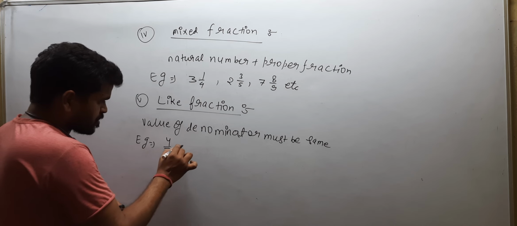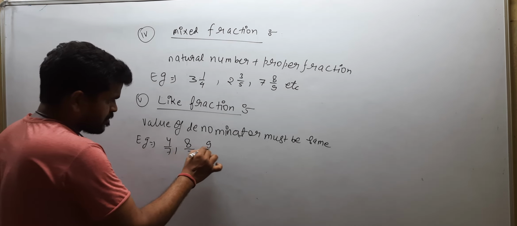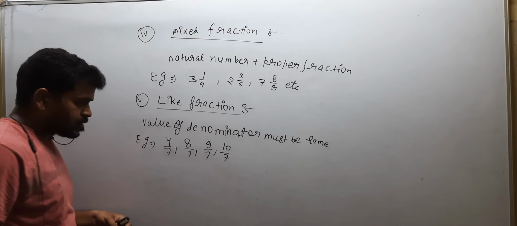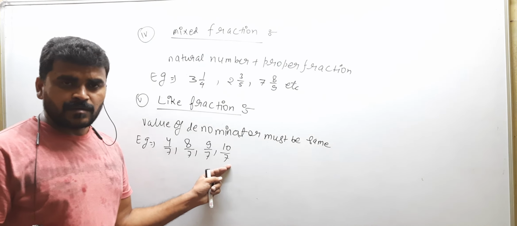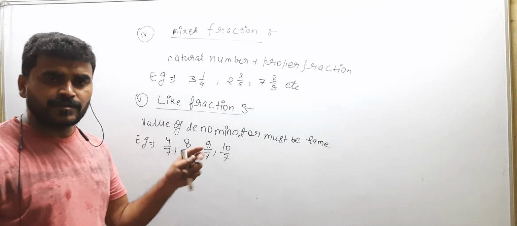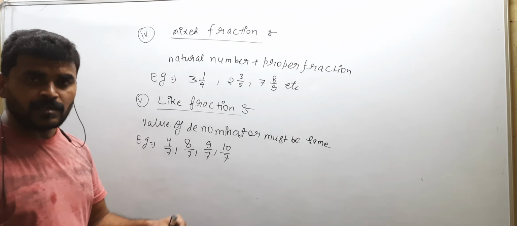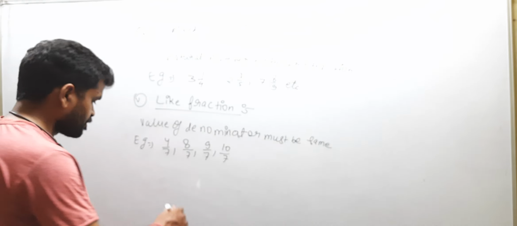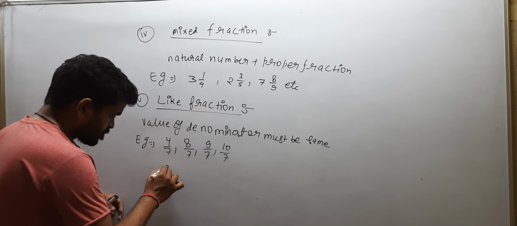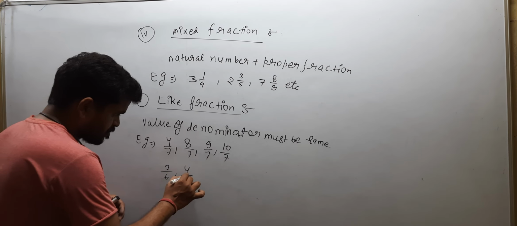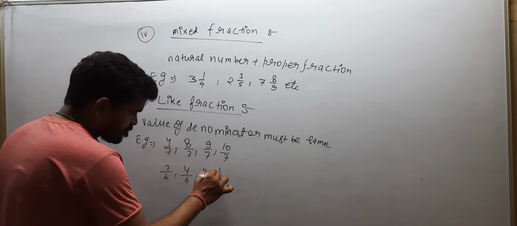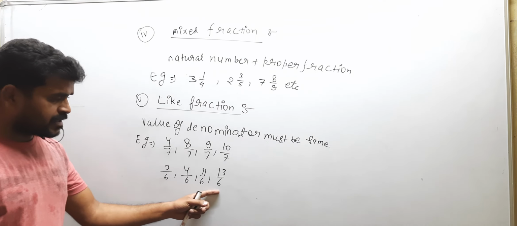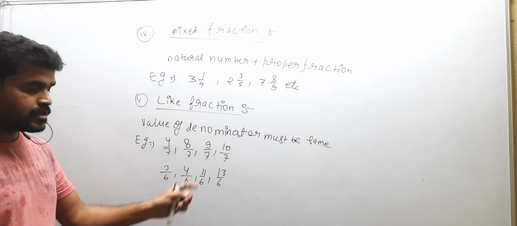For example, you have written 4 upon 7, 8 upon 7, 9 upon 7, 10 upon 7. The point is that the value of the denominator must be the same, but the value of the numerator may be different. So this type of fraction is known as the like fraction. In a like fraction, the value of the denominator must be the same. Let's see some more examples. For example, 3 upon 6, 4 upon 6, 11 upon 6, 13 upon 6. Here you have seen that the value of the denominator is the same and the value of the numerator may be different.